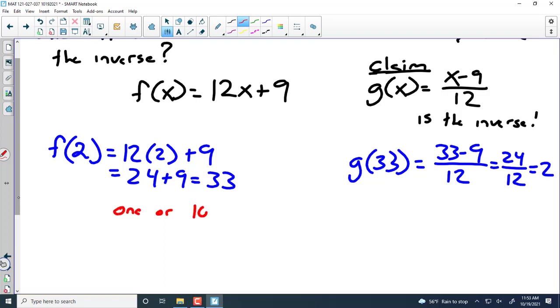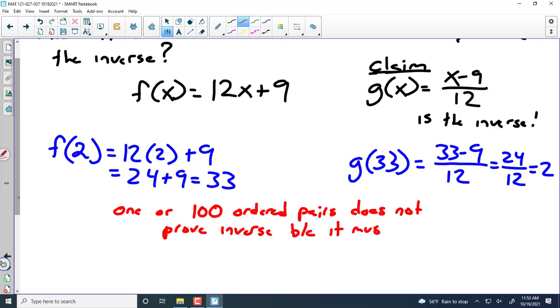One or 100 ordered pairs does not prove inverse because it must work for every ordered pair. Now, class, since I picked that number at random, I'm pretty convinced this is an inverse. They are inverses of each other. I'm pretty convinced they are because the chances that I would pick a number at random and 2 would become 33 and then 33 would go back to 2 is pretty slim. But the problem is, one example does not prove it.